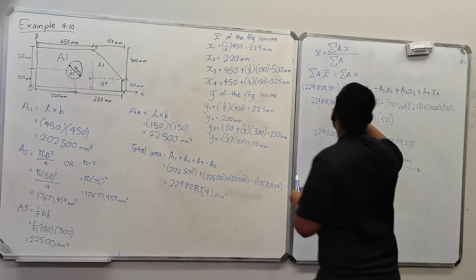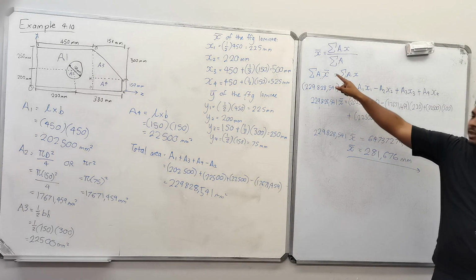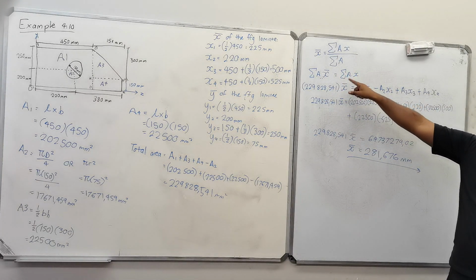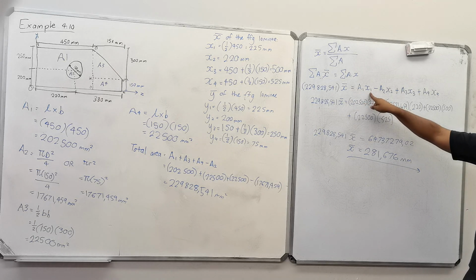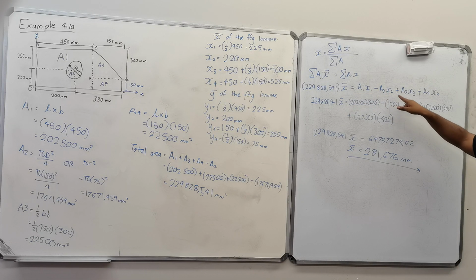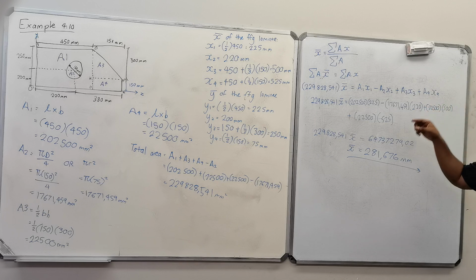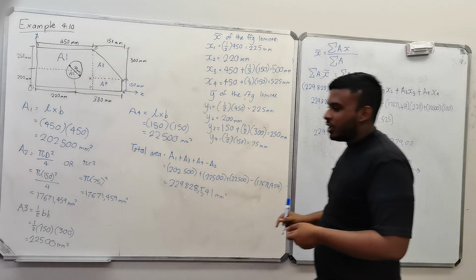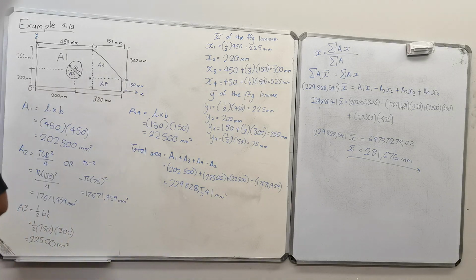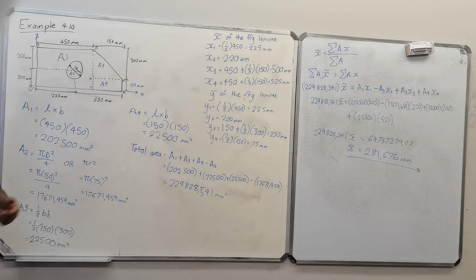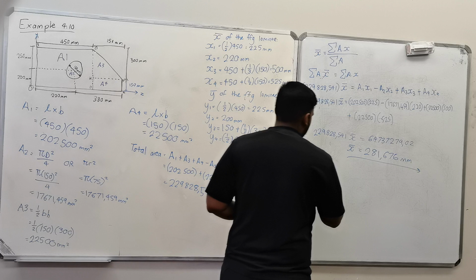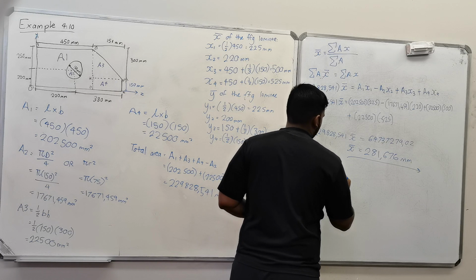So you would have had the total area times y bar equal to A1 times y1 minus A2 times y2 plus A3 times y3 plus A4 times y4. And the answer you would have got should have worked out to 214,685. Or 214.530.